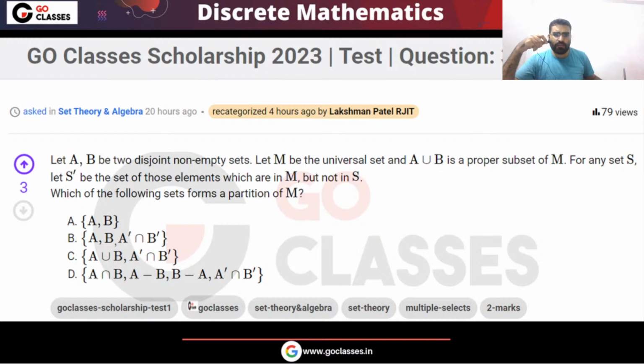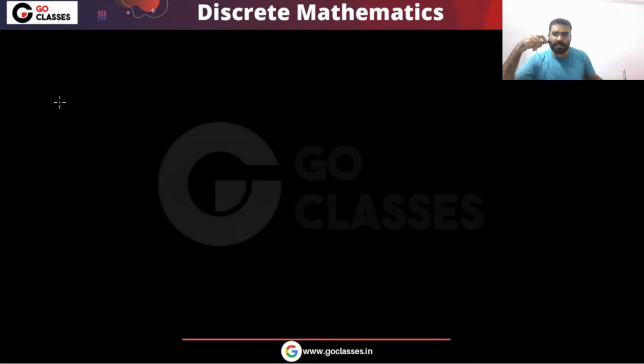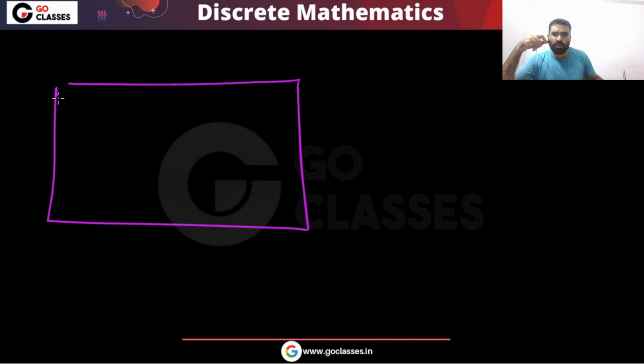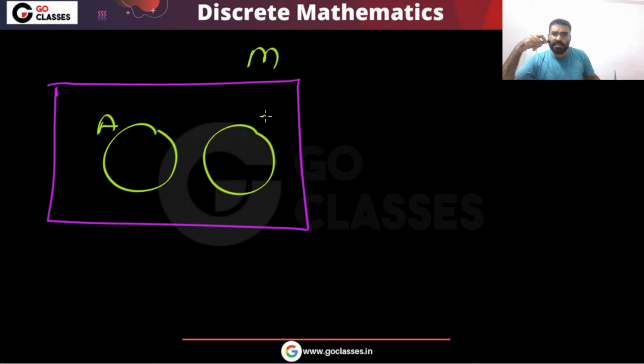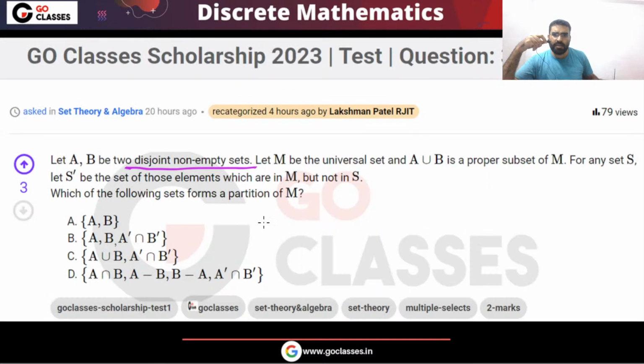The question is asking for partition. So first of all, A, B are disjoint non-empty sets. It is given to you that they are disjoint non-empty sets. Okay, so in the question, what is given to you? That there is a set M, and there is a set A, and there is a set B. These are non-empty disjoint sets.